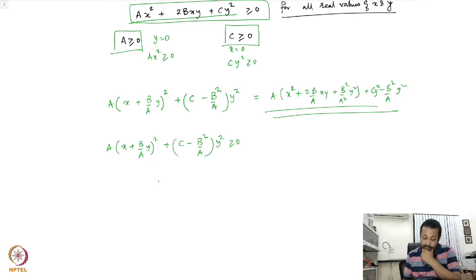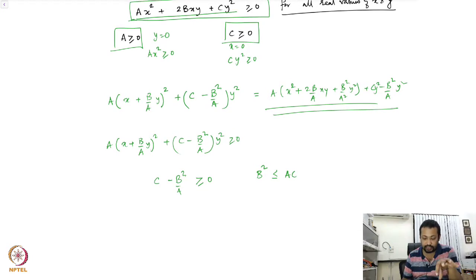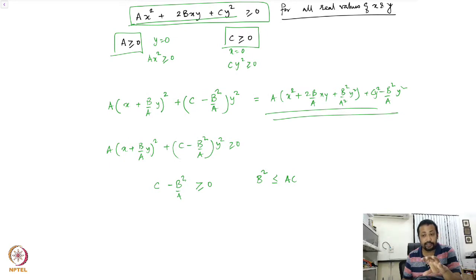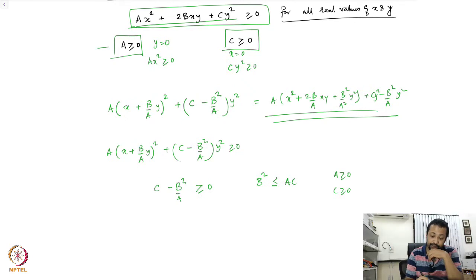Once again, this would mean that c − b²/a must be greater than or equal to 0, which means that b² must be less than or equal to ac. Note that together with the previous constraints, this one is partly superfluous, because if b² is less than ac and a is greater than 0, then c is also greater than 0. Anyway, we'll consider all three conditions together. So we have a positive, c positive, and b² less than ac.